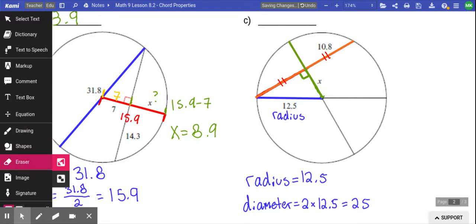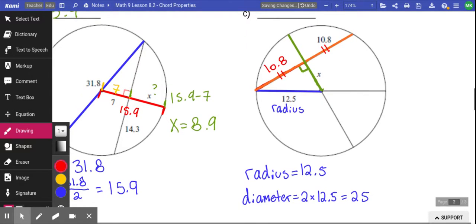So that side over there was 10.8. This side must also be 10.8. Because I had a chord that was cut with a 90-degree line that touched the center. And now I can solve for x by using Pythagorean theorem.